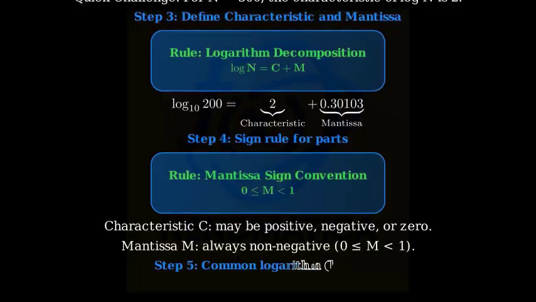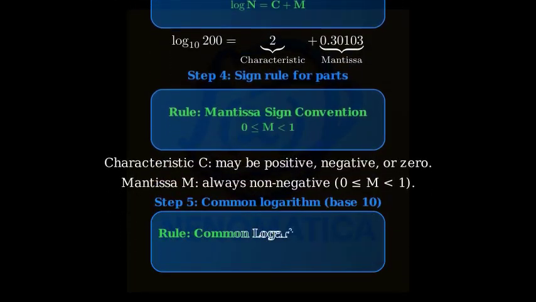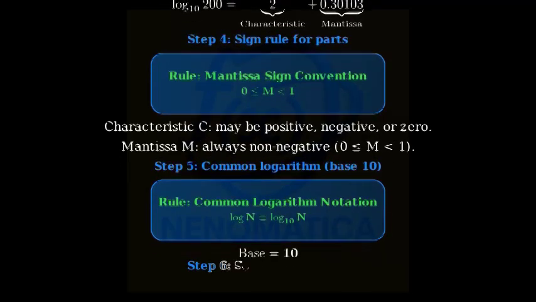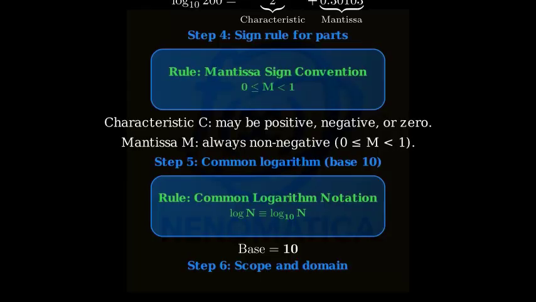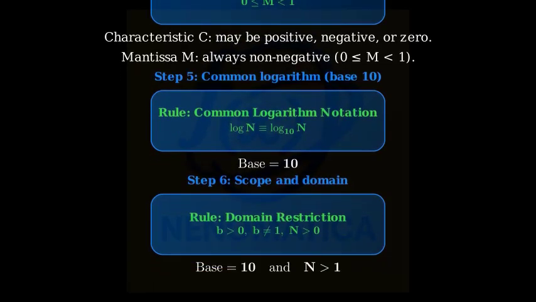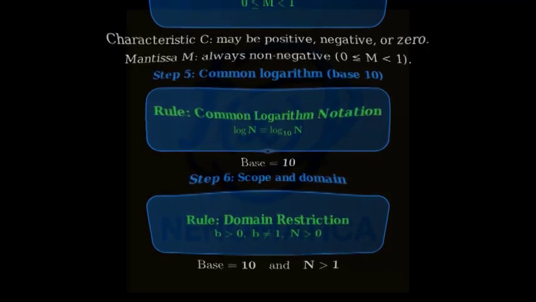Step 5. Define the common logarithm. When the base is 10, we usually omit writing the base. Log n means log base 10 of n. Step 6. Specify the scope of our discussion. The domain for a logarithm requires the base positive and not equal to 1, and the argument positive. Here we consider base 10 and numbers n strictly greater than 1.